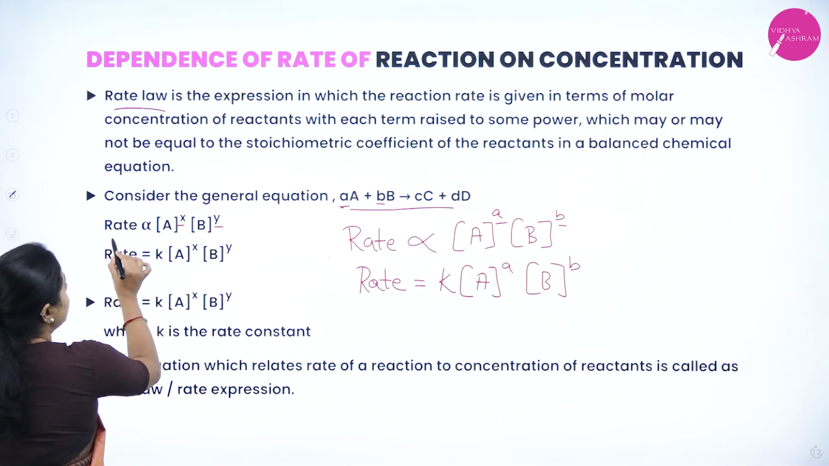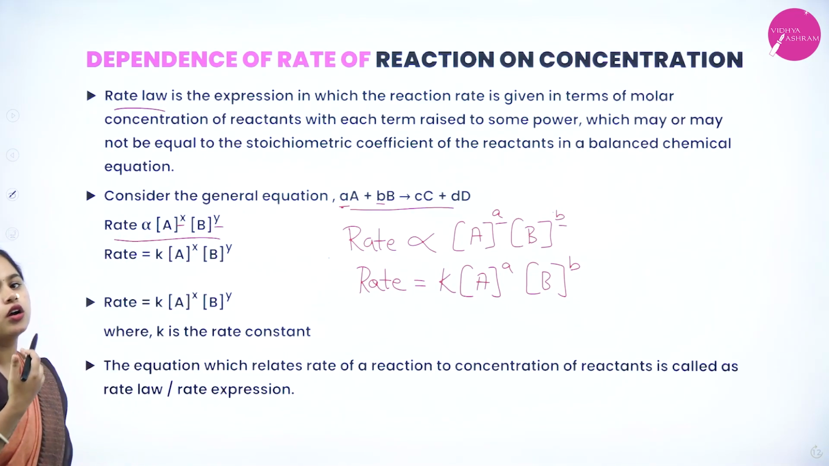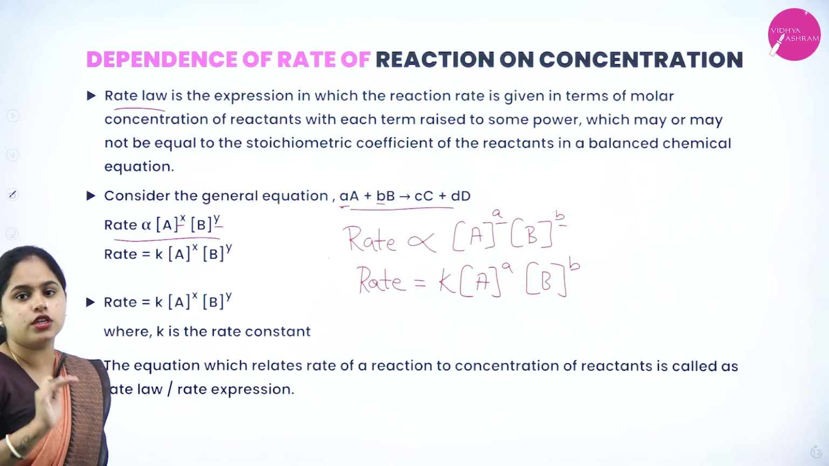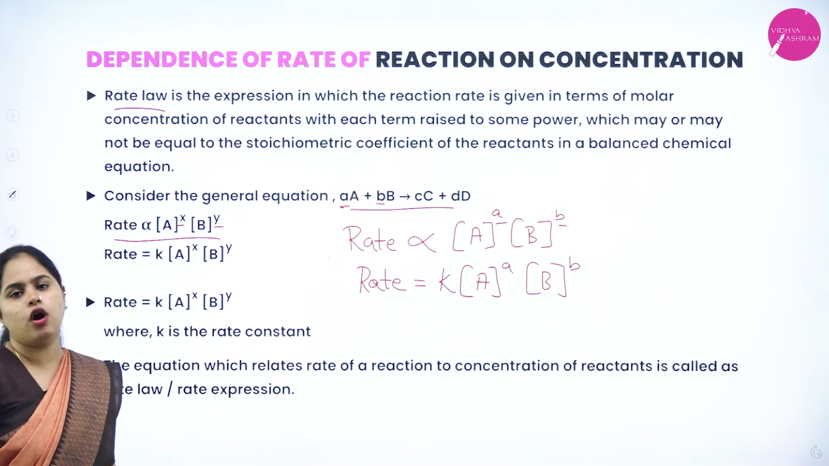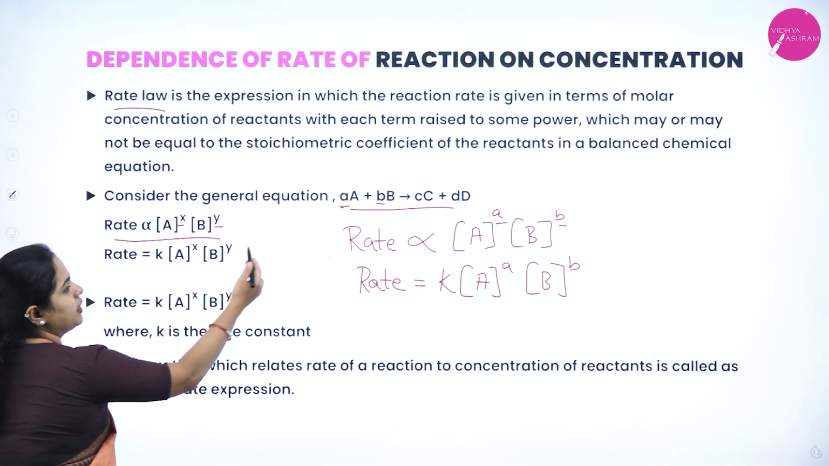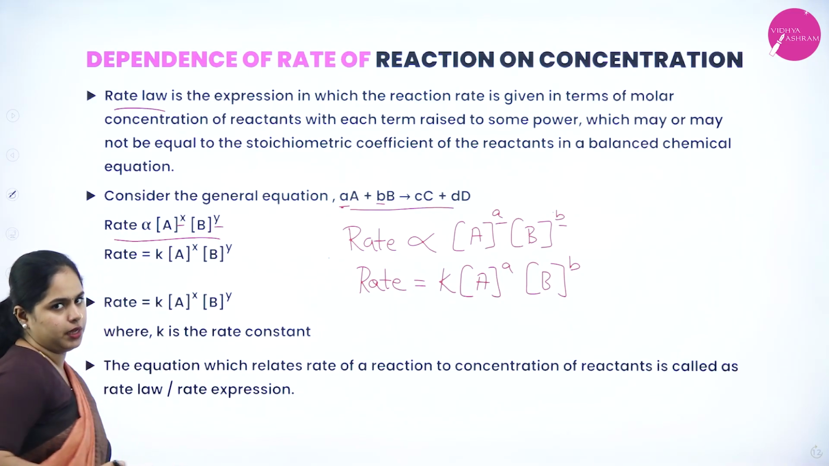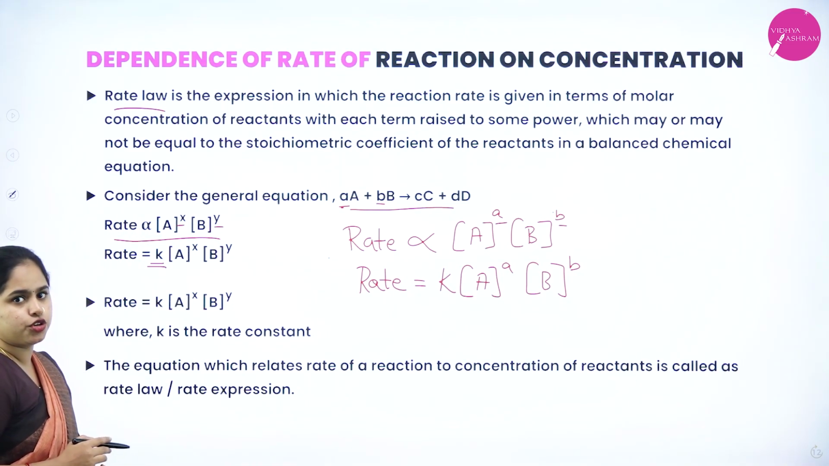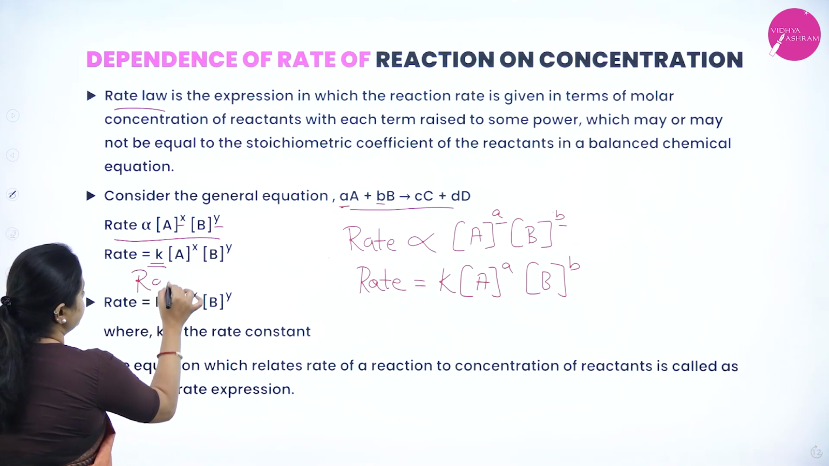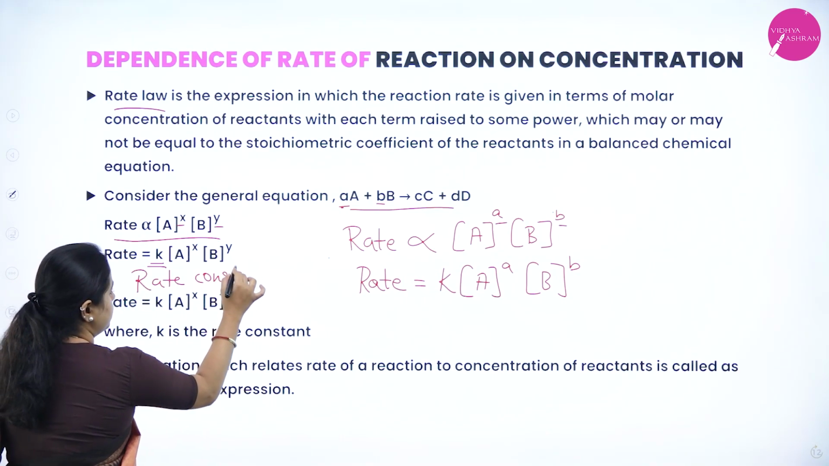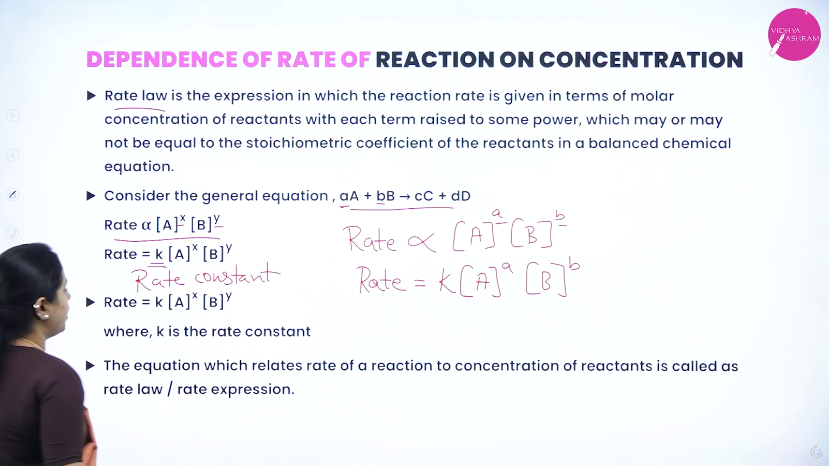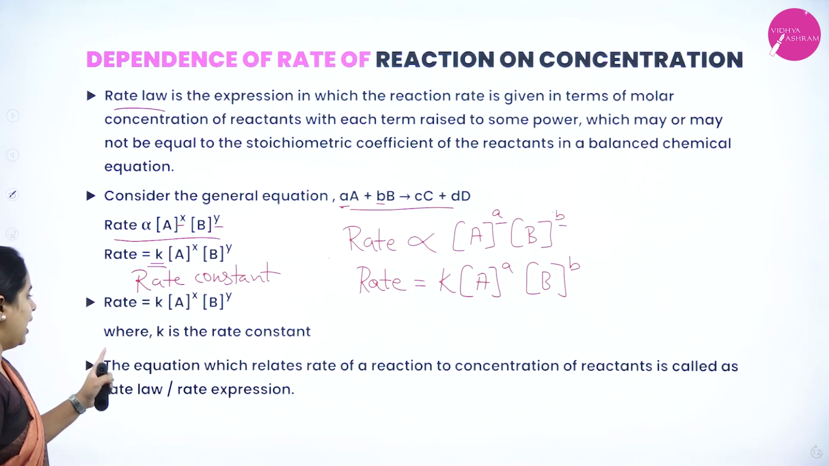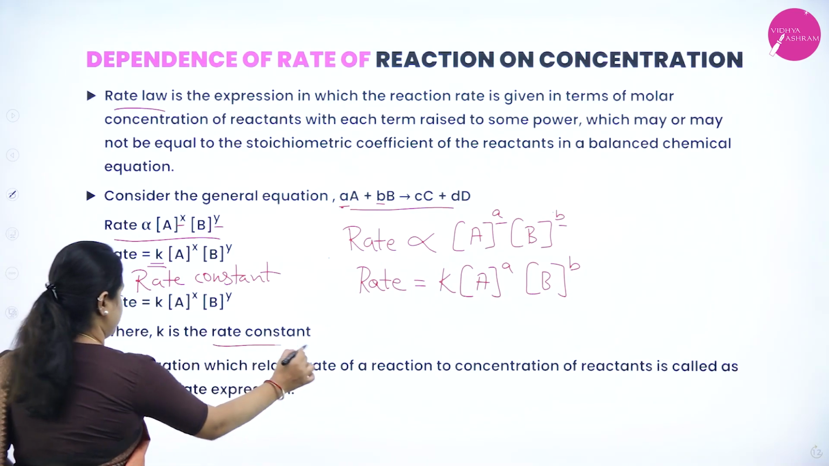So how can you write it? Rate is directly proportional to the concentration of the reactants raised to the power which is equal to their stoichiometric coefficient or may not be equal to. So in general, you can write instead of a and b, you can write x and y. So to remove the proportionality, there is a constant which is introduced, that is called the rate constant, which is also important. So how can you write? Rate is equal to K into [A] raised to x into [B] raised to y, where K is called the rate constant.